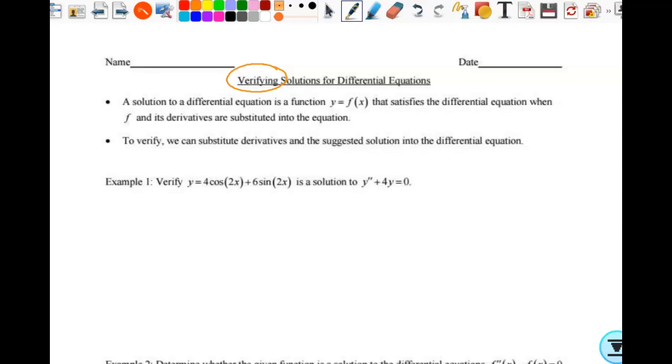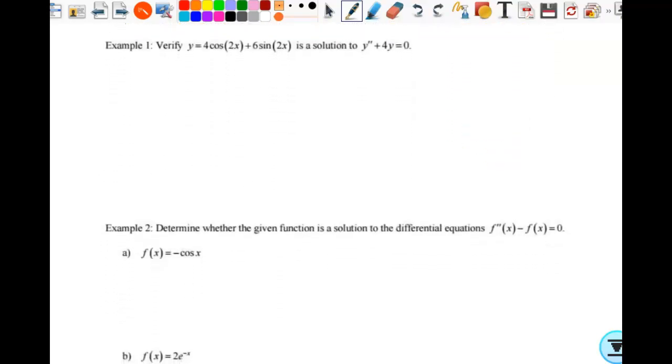So here's what this says. A solution to a differential equation is a function, y equals f of x, that satisfies the differential equation when f and its derivatives are substituted into the equation. To verify, we can substitute derivatives and the suggested solution into the differential equation. Okay, so here's what this means. This says to verify that this function is a solution to this differential equation. So that means I need to substitute y double prime and y into this equation to verify that it works.